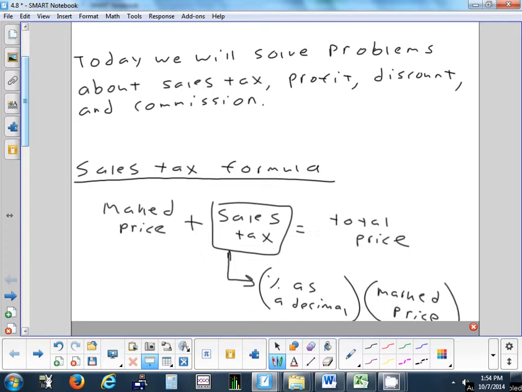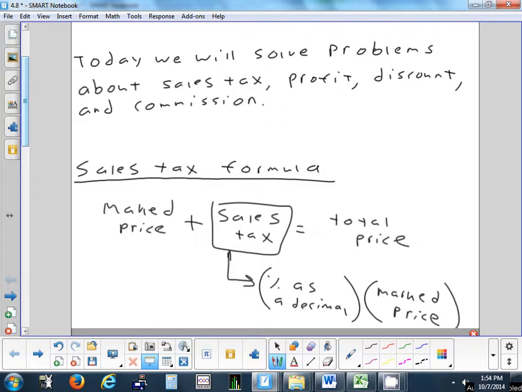How do you find the sales tax? For each formula today, there's going to be one thing in it, like sales tax, that I'm going to show you how you find. To find sales tax, you take the percent that they give you, whatever the sales tax is as a percent, and you multiply it by the marked price. So make sure you write this down. If you don't know how to find sales tax, this is how you do it. Percent as a decimal times marked price.